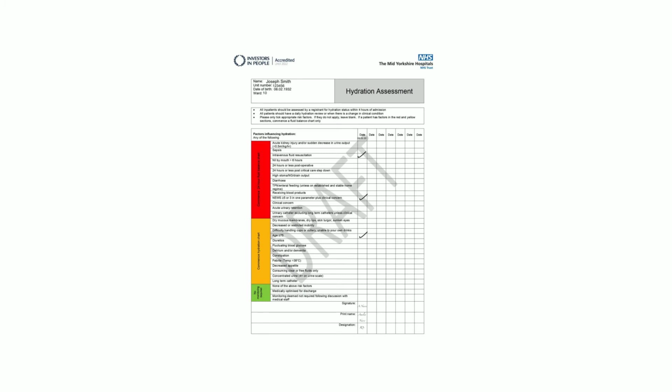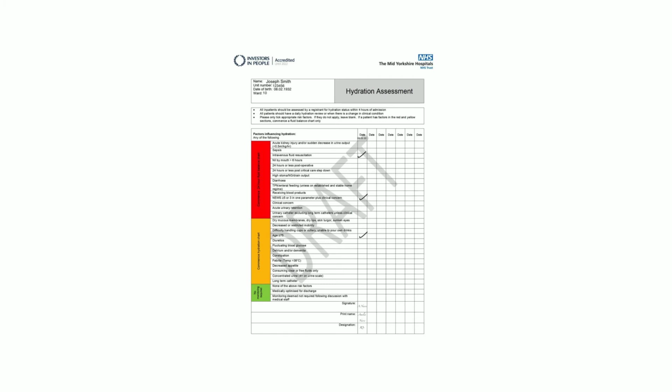From ticking the boxes as seen on the screen, you'll be able to work across the assessment, confirming the next most appropriate assessment chart for the patient. From the example on the screen, patient Joe requires a fluid balance commencing because the following risk factors have been identified. He is receiving intravenous fluid resuscitation, his NEWS score is more than 5, and he's aged over 75.